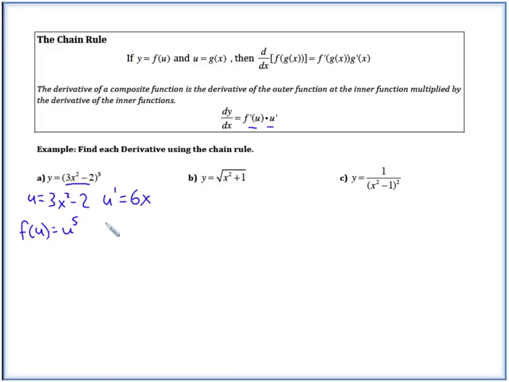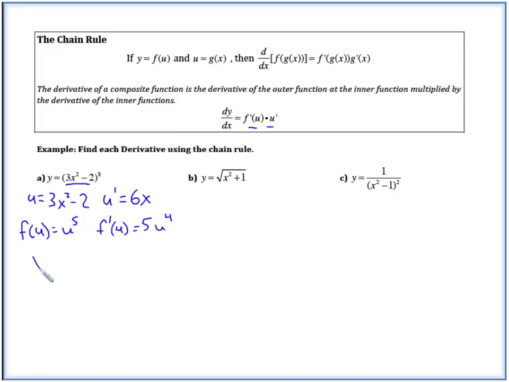Now the derivative of our f function, we can use the power rule again. So this is going to be 5u to the 4th. If you still need help on using the power rule, you can go back and view that video. Otherwise, we're just going to fly right through those.